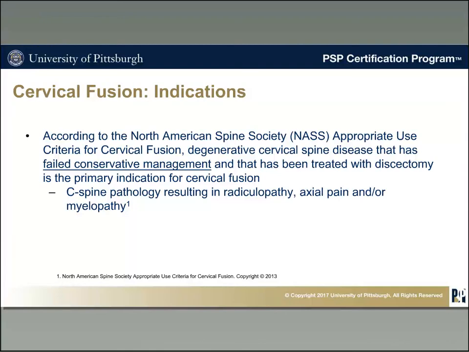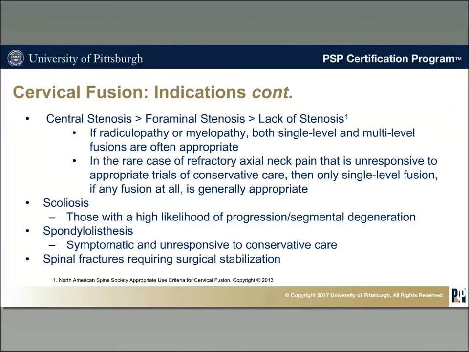Cervical spine pathology resulting in radiculopathy, axial pain, and/or myelopathy are clear indications. Continuing, when we consider these indications, central stenosis carries more weight than foraminal stenosis, which carries more weight, of course, than a lack of stenosis. If there is radiculopathy and/or myelopathy, such as a myeloradiculopathy, both single-level and multi-level fusions are often appropriate.